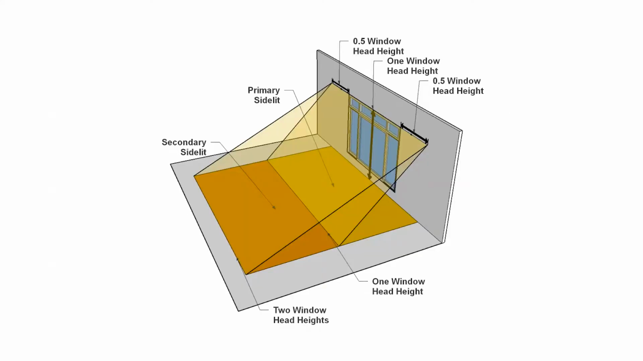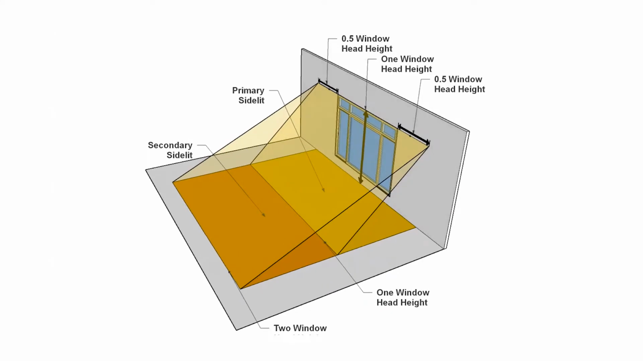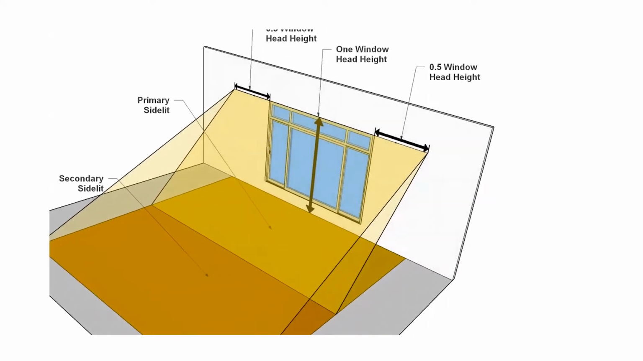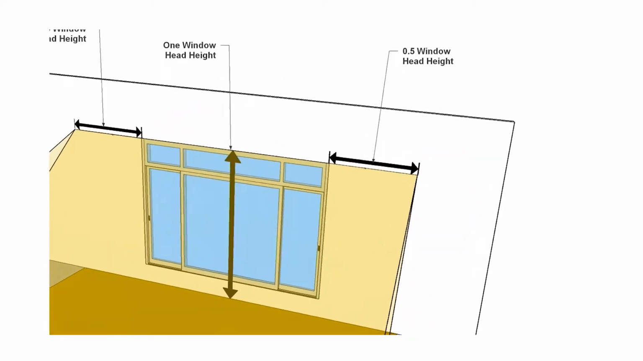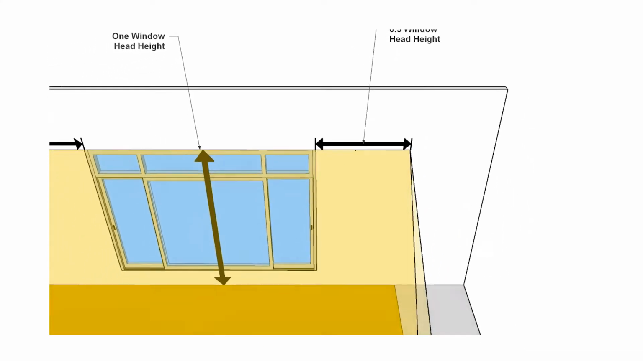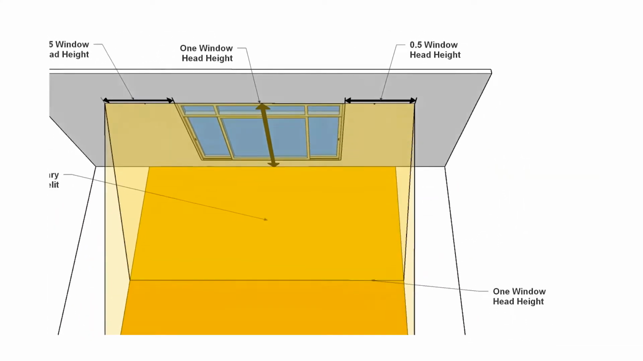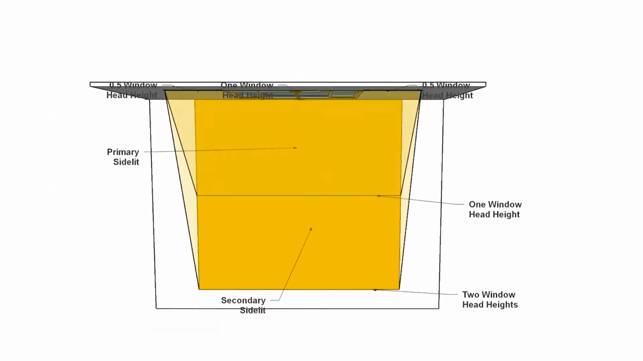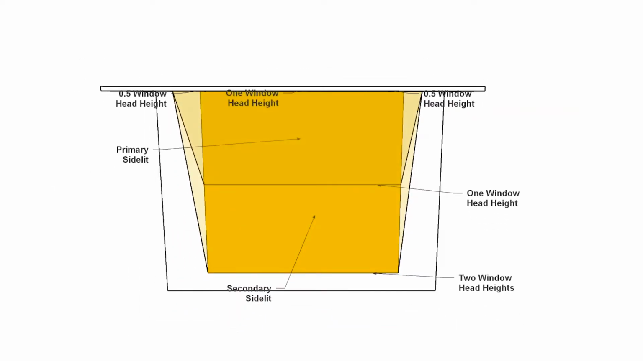Primary sidelit daylit zone is the area directly adjacent to vertical glazing. It is 1 window head height deep into the area and is as wide as the window width plus 0.5 times window head height wide on each side. It does not include any daylit areas that extend beyond a permanent obstruction of 6 feet or taller.